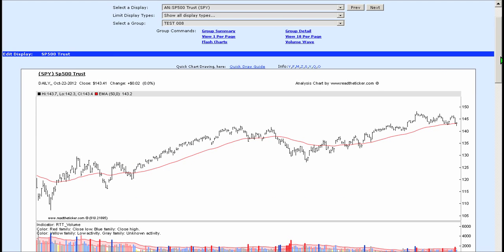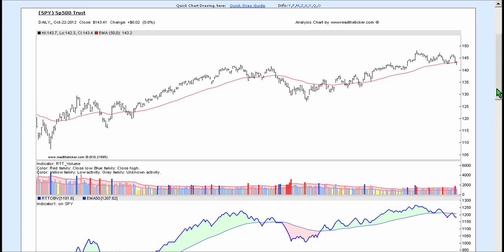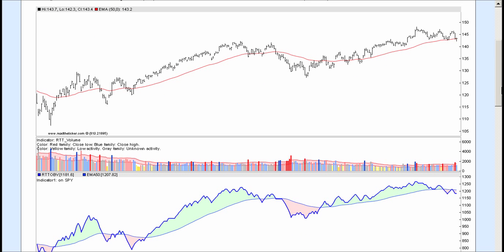Let's have a look at some examples. Here we have RTT OBV with the 50 EMA. Here we have price action, SPY, with the 50 EMA. And here we have some coloured volume bars. Okay, for example, here's a nice healthy markup phase with price action, and OBV is rising quite well. Here, once again, we have a good markup phase.